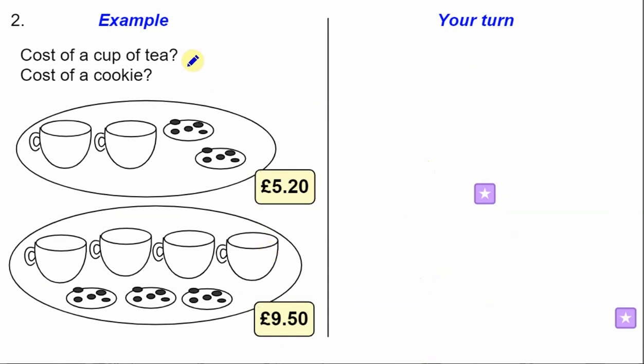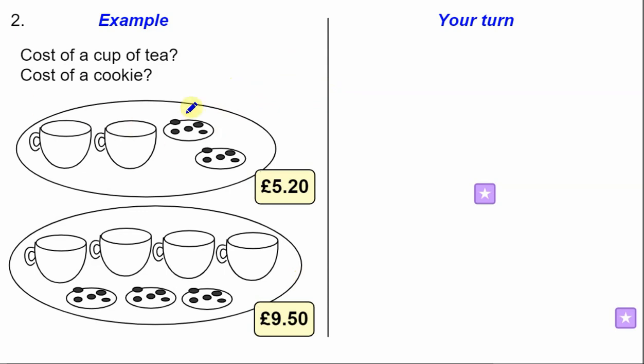Well, if we try and do the same thing with this, well, the difference between this is 2 teas and 2 cookies. And the difference in price is going to be £4.30. This doesn't actually help us solve it. We've still got an equation with 2 things we don't know, 2 unknowns. So that's not going to do anything for us.